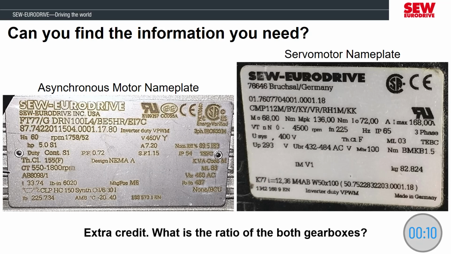If you're keeping track of points, here's an extra credit one for you because it's somewhat tricky to find in this example. Can you determine the gear ratio of both units?